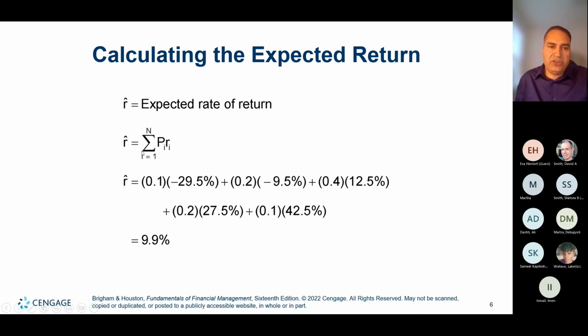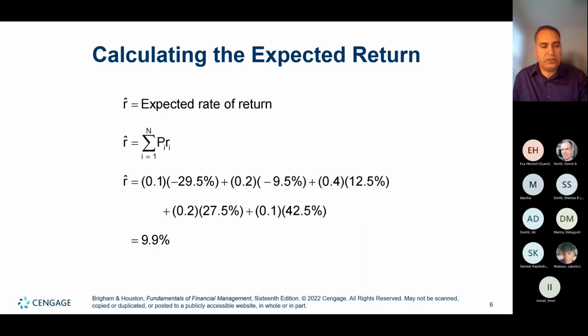And this summation means that we first find the multiplications of these numbers and then find the sum. So here's what we have done: 0.1 multiplied with minus 29.5%, plus the other multiplication, plus the other, in whatever numbers we have. And when we have the sum, it comes out to be 9.9%.